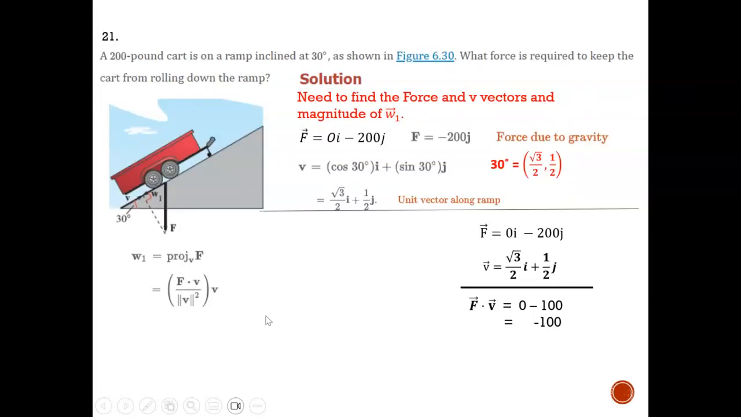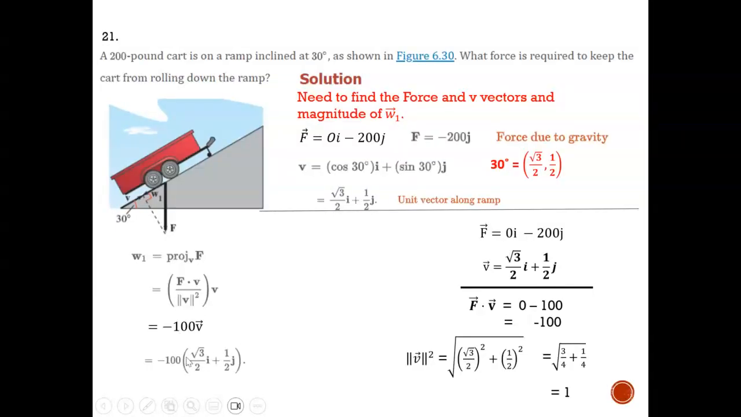Now I need to find the magnitude of vector V. Right? Vector V is <square root of 3 over 2, 1/2>, right? So we square both the square root of 3 over 2 and the 1/2. It's going to give us the square root of 3/4 plus 1/4, which is the square root of 1, which is 1. So this part in the parentheses will just be negative 100, and then times vector V. Vector V is the square root of 3 over 2 i plus 1/2 j. So multiply negative 100 times both components. It's going to give us negative 50 square root of 3 i minus 50j.